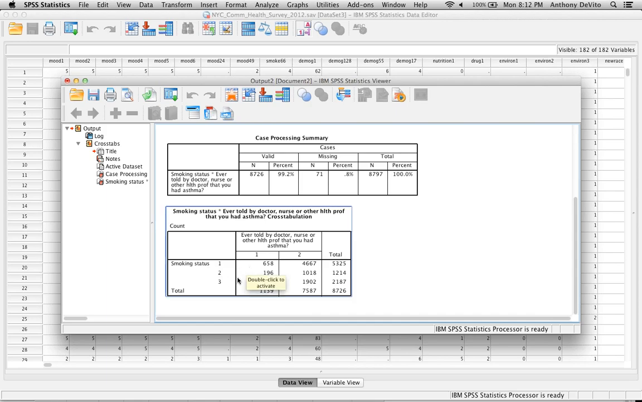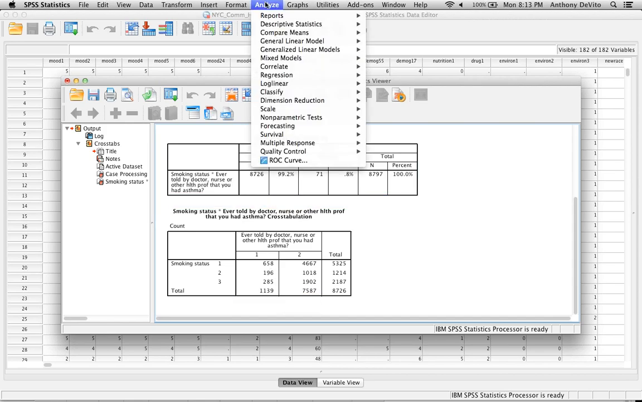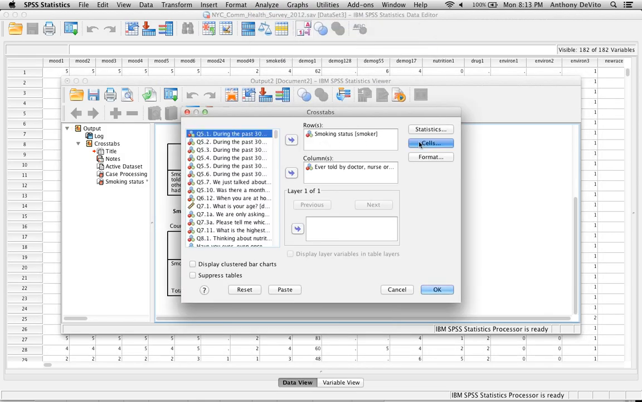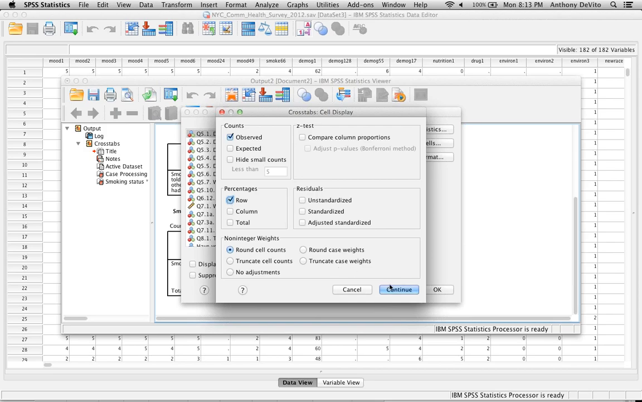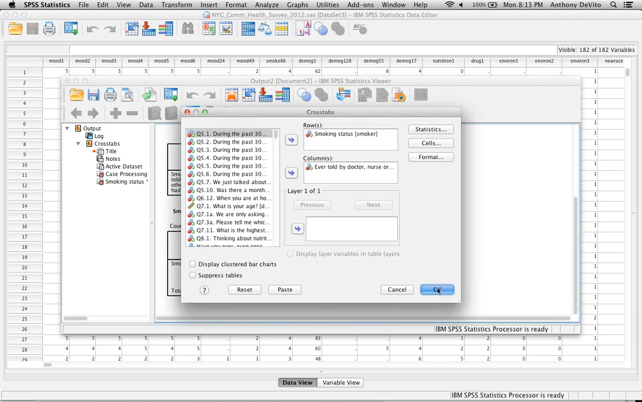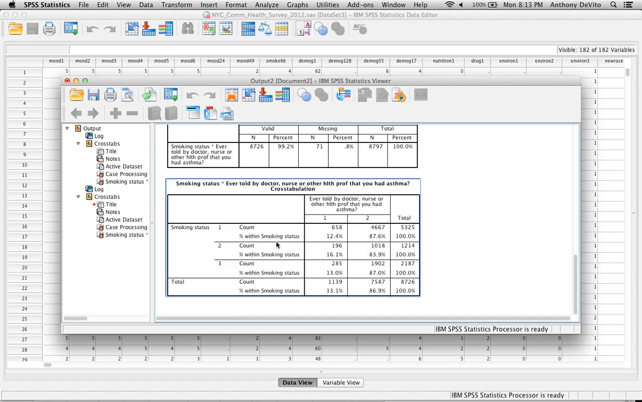Let's see. Smoking status 1 was, let's see, 658, 446. So I'm going to go back there and ask it to give me the percentages by rows. Crosstabs. And give me the percentages by rows. That'll help me figure out what's going on here a little bit better. Okay. So let's see. Smoking status. 12.14% of people that have been told that they have asthma by a doctor are smokers.